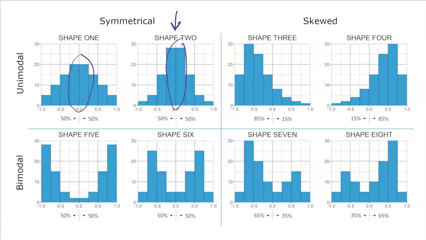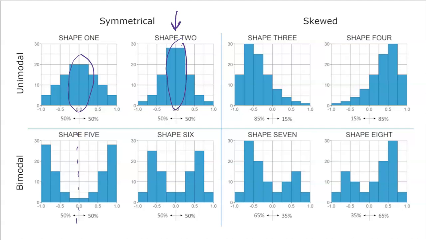Whereas on the bottom here, shape 5 and shape 6, we definitely see 2 mountain ranges, 2 different peaks. That's definitely bimodal. But these graphs are also very symmetric as well. Toss that line down the middle, the left side and the right side mirrors each other. So you can be symmetric in different ways, unimodal or bimodal.